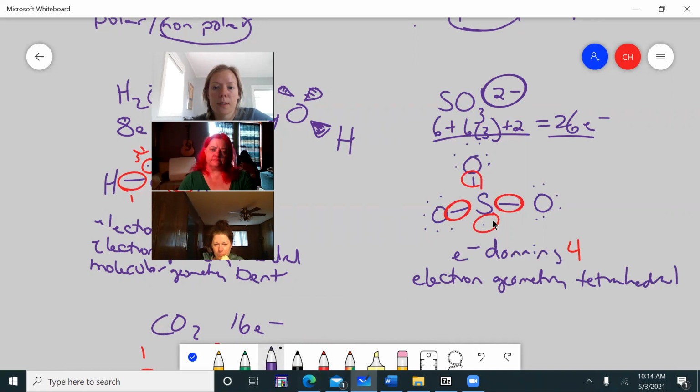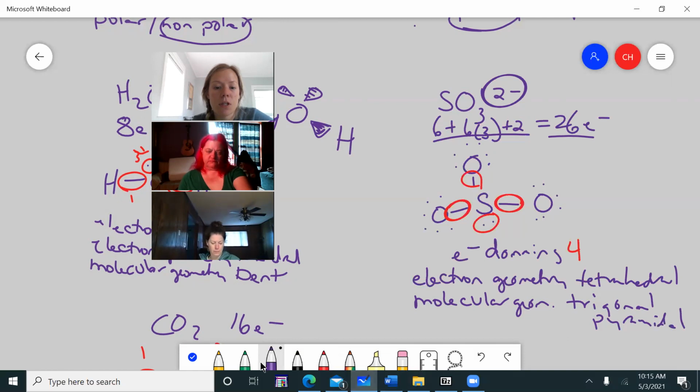So I have 4 groups that are pushing everything out because they want to get as far away from each other on this central atom into this tetrahedral shape. Now visualize your tetrahedral. You're not taking the electrons off, which would have an effect on the shape. You're just pulling the top atom off. So instead of having an oxygen on each side, you only have an oxygen on 3. That would make this molecular geometry trigonal pyramidal.